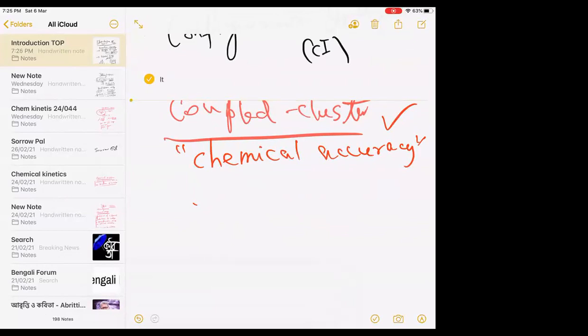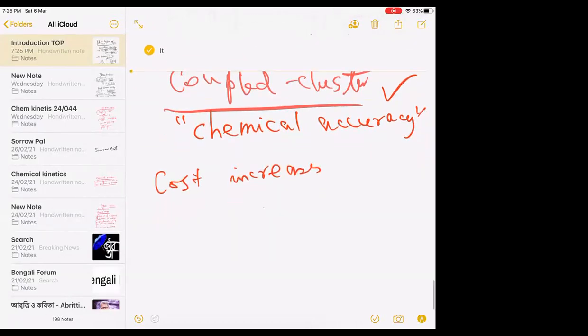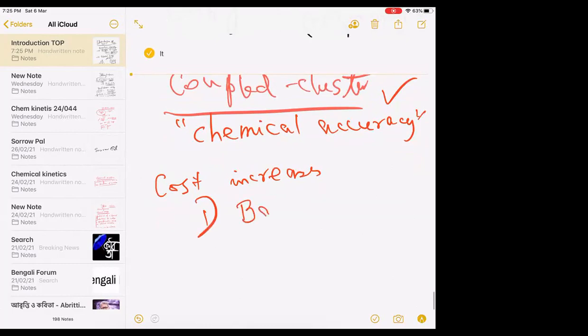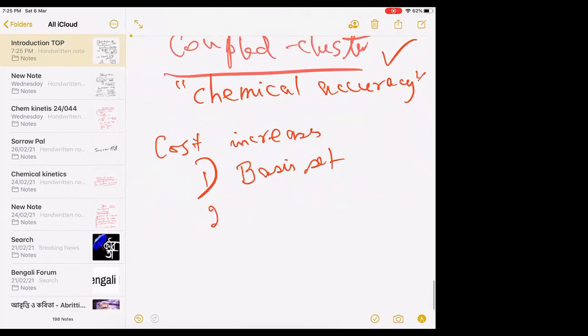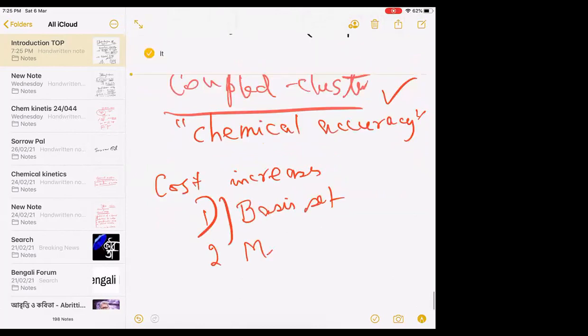And that is the reason coupled cluster has become very, very important. Unfortunately, while these are approximations, this is still not exact. With the basis sets, all these methods become worse and worse in terms of computational cost. So the cost increases for two reasons. One is the basis set. As the basis set becomes better and better, cost increases. And with the method.